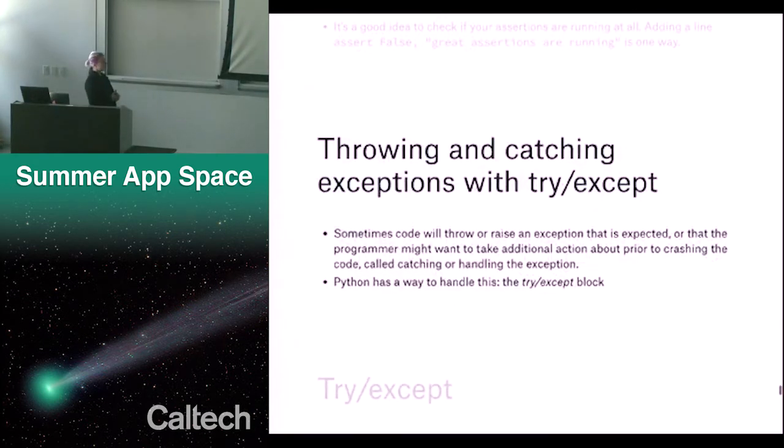So I've talked a little bit about throwing and catching exceptions. What does that mean? So sometimes the code will throw or raise an exception. These are kind of synonymous terms, for something that is expected or that a programmer might want to take additional action about prior to crashing the program. So you might want to not crash the program if it's expected, or maybe take some action before crashing the program. Python has a way to handle this, and this is called the try except block. And we'll learn about that here.